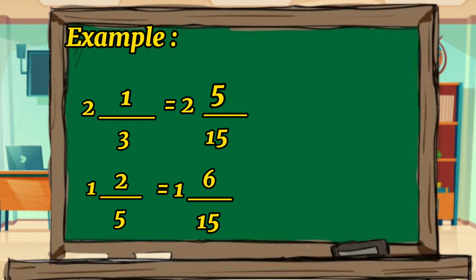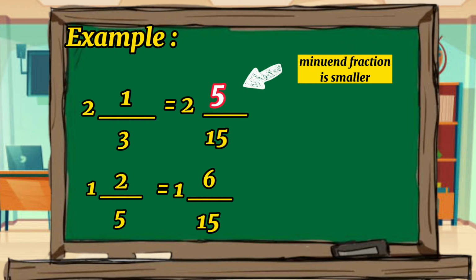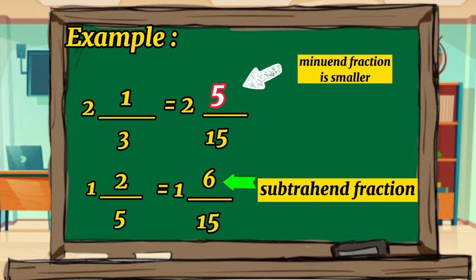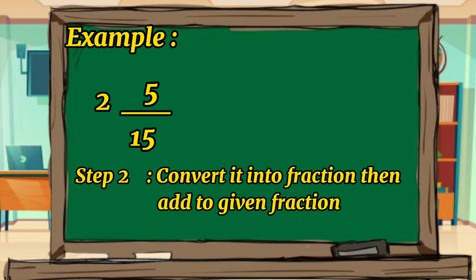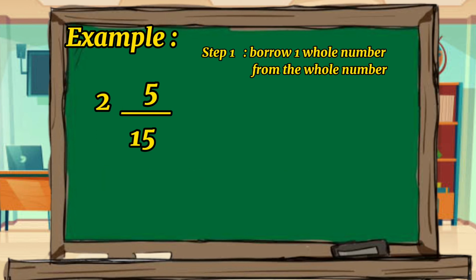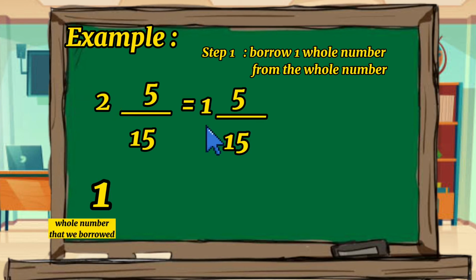We cannot proceed to subtraction because the minuend fraction is smaller than the subtrahend fraction. Here are the steps to follow. Let's borrow one whole number from the whole number and convert it into a fraction, then add it to the given fraction. Let's do this in 2 and 5 over 15. Let's borrow one whole number from 2 because 2 is the whole number.